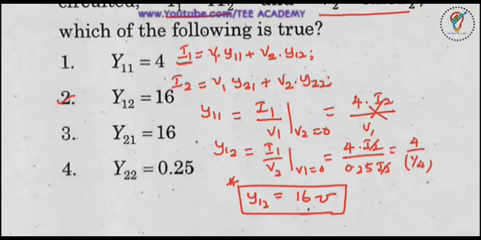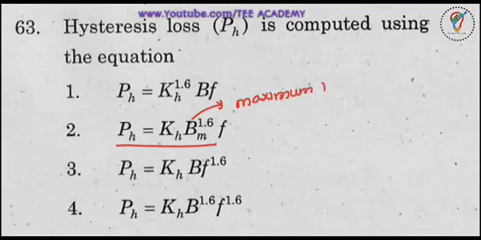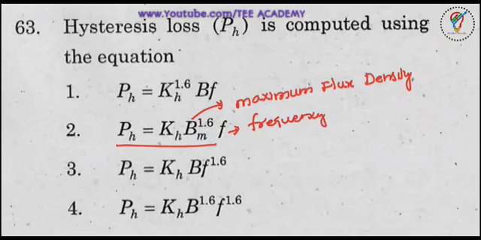Okay, we'll move to the next question here. The hysteresis losses are computed using the equation. So hysteresis losses can be computed by using this equation, the Steinmetz equation. It is PH is equal to KH into B max to the power 1.6 into F. Here B max is nothing but the maximum flux density, and F is the frequency. Remember that the hysteresis loss is always proportional to frequency. Eddy current loss is proportional to F square. Remember, this is a very important, basic question in transformers.